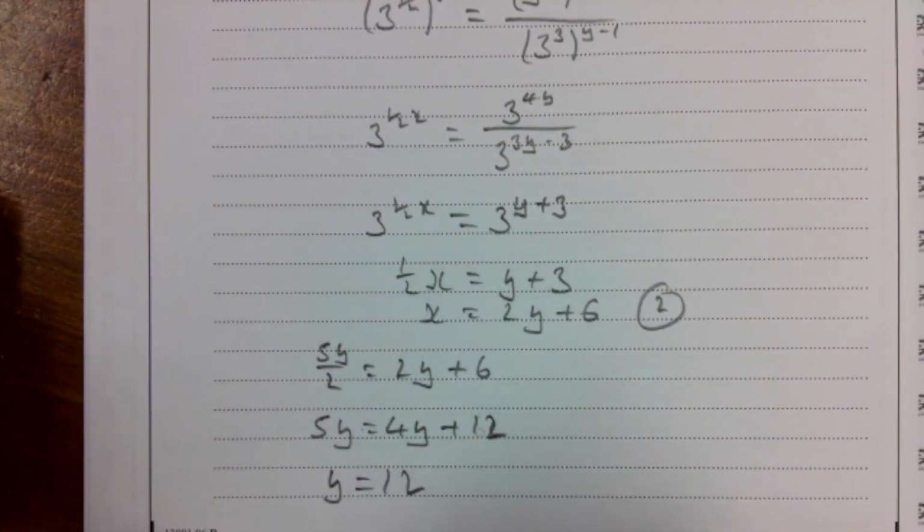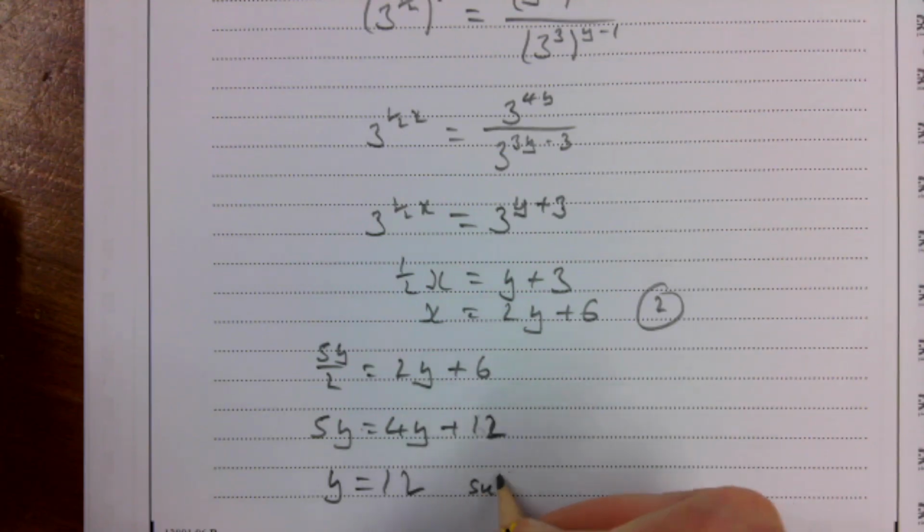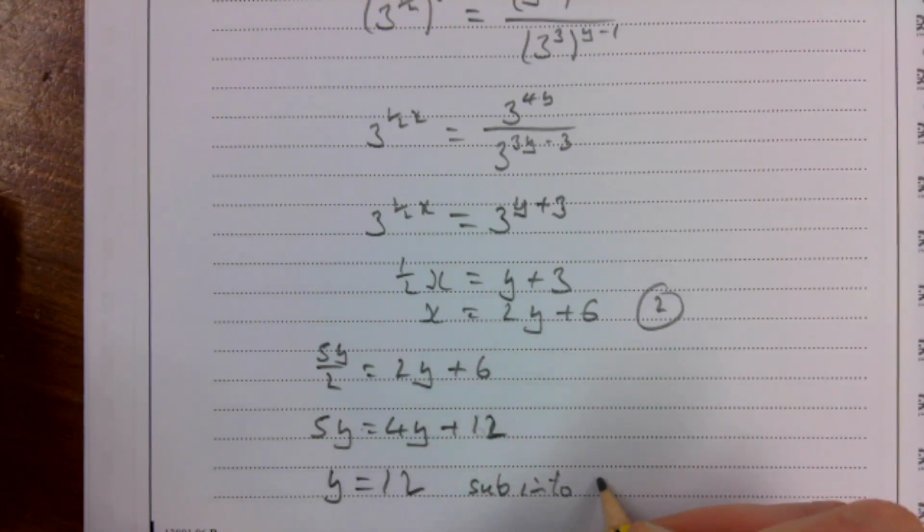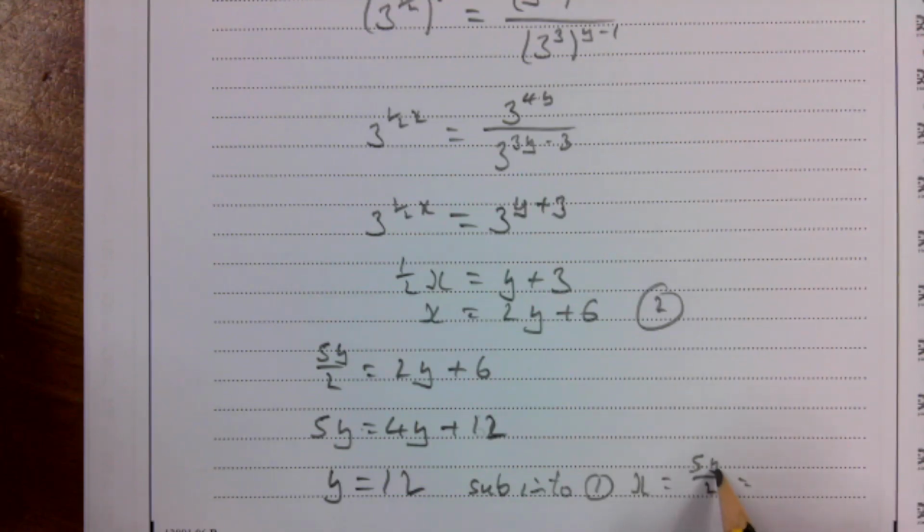And just substitute it into either of them. If I substitute it into 1, x is 5y over 2. 5 times 12 is, of course, 60, divided by 2, so x then equals 30. So I have y equals 12, and I have x equals 30.